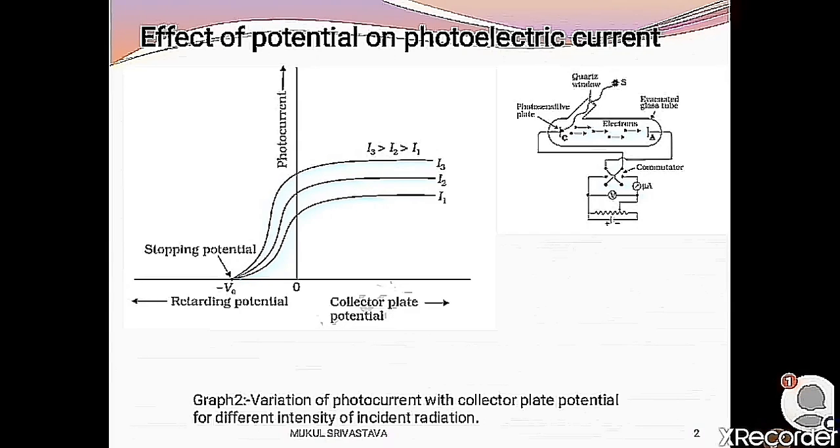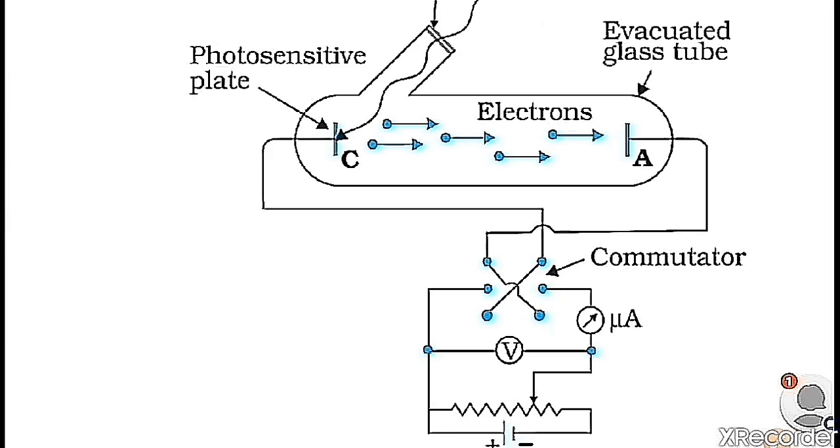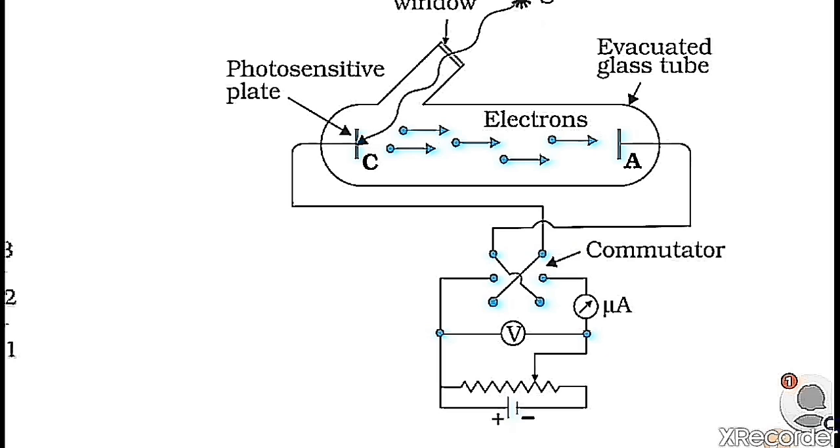According to this experiment, when plate A is at some positive potential with respect to the plate C, we find that when you vary the positive potential of plate A and simultaneously measure the photoelectric current each time, the photoelectric current increases with the increase in positive potential of A. At some stage, for a certain positive potential of plate A, all the emitted electrons are collected by this plate A, and the photoelectric current becomes maximum.